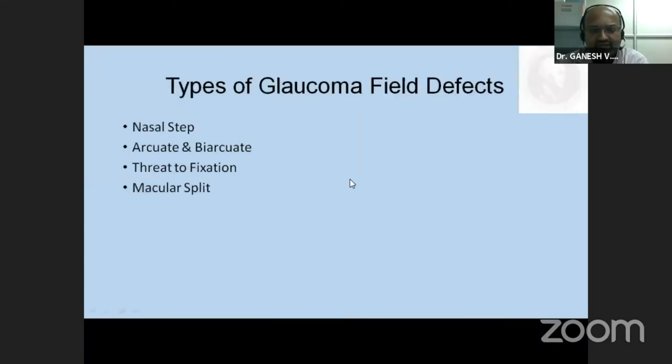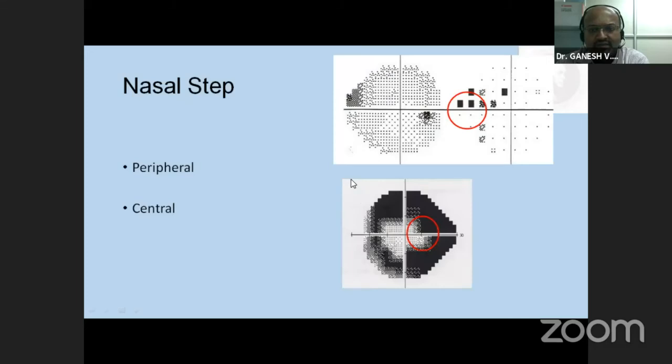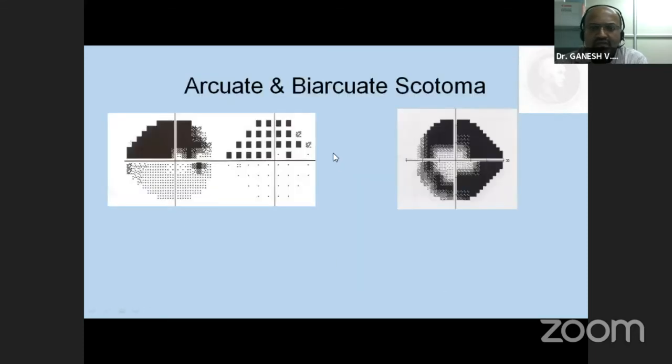And types of field defects, you have nasal step, biarcuate. You can have a nasal step which is peripheral, as well as a central nasal step, in which you have a Bjerrum scotoma. And here you have arcuate and biarcuate scotomas.